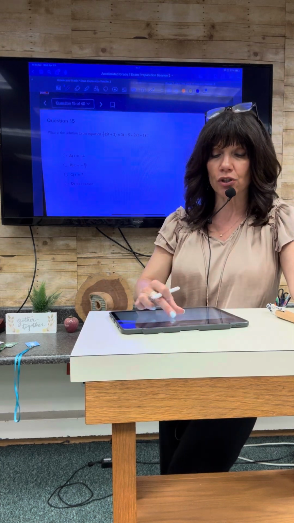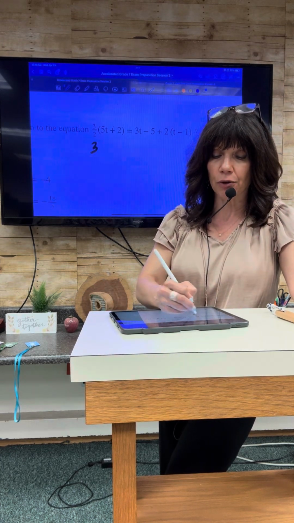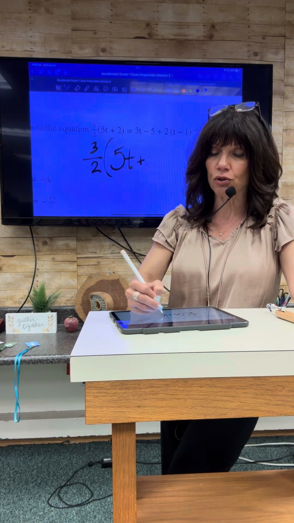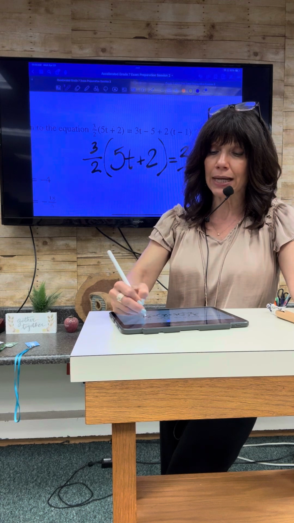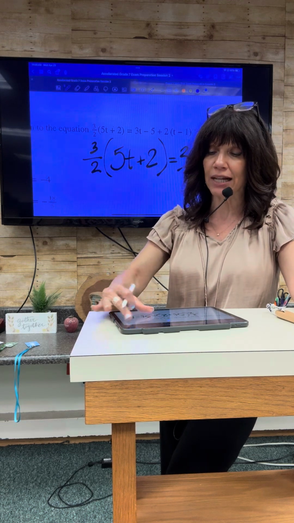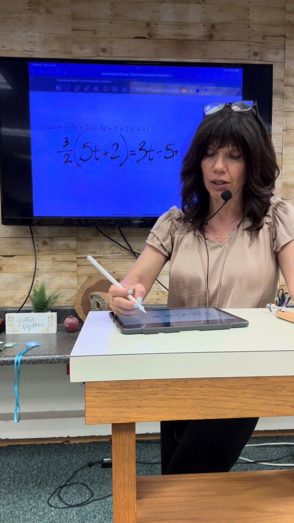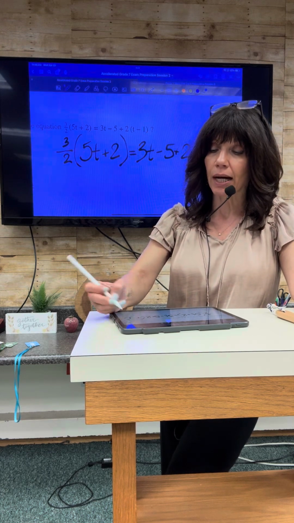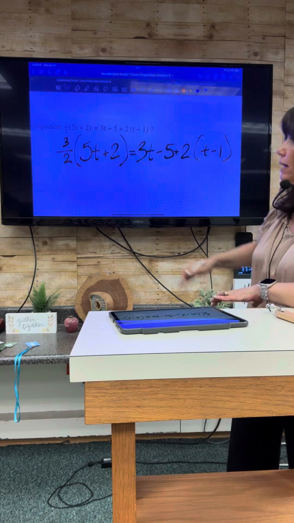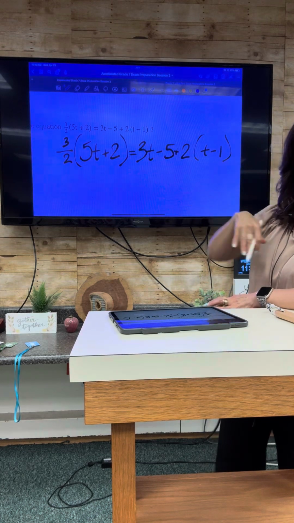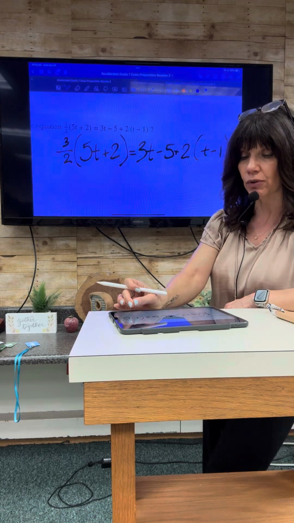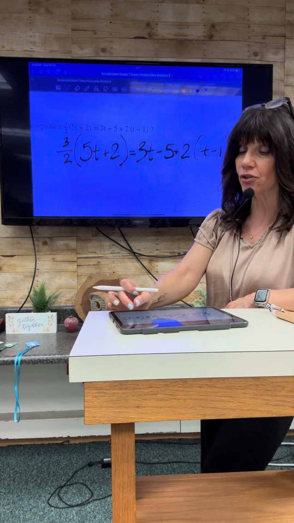All right, number 15. What is the solution to this equation? They give you 3/2 times (5t plus 2) equaling 3t minus 5 plus 2 sets of (t minus 1). I'm just rewriting this so that it will be able to be seen on the video. You can either rewrite it now or just write it when you get to it. I don't mind. But at least understand this.